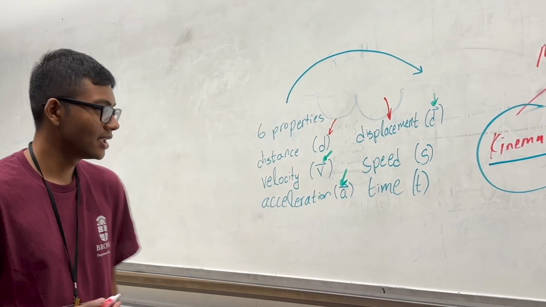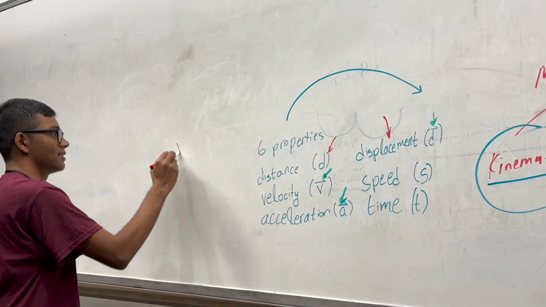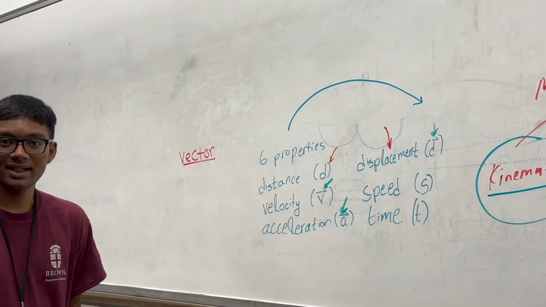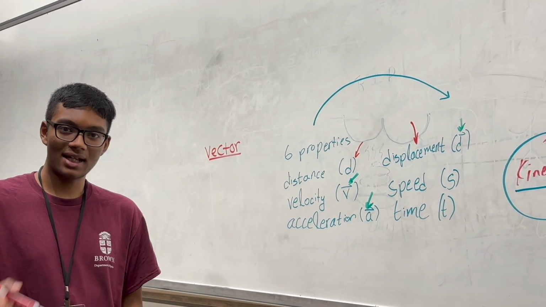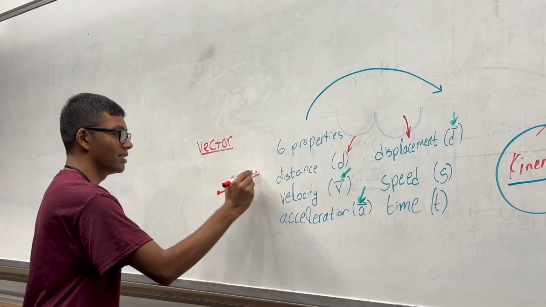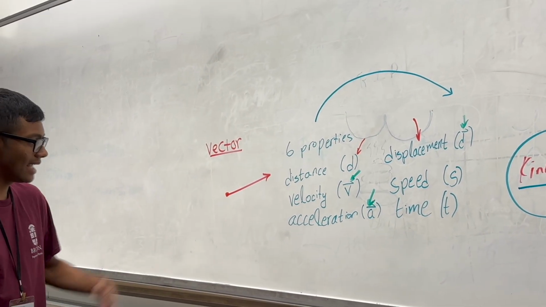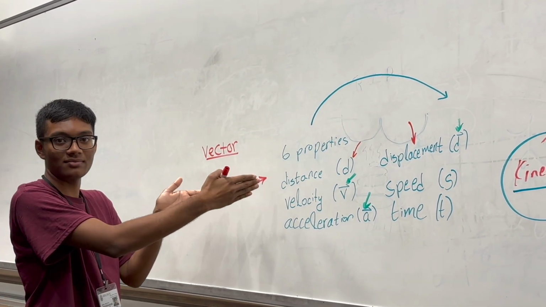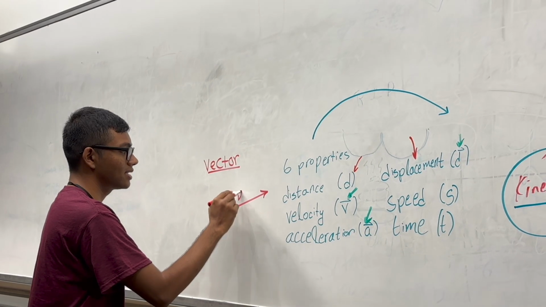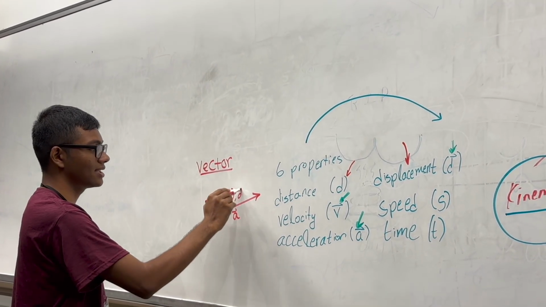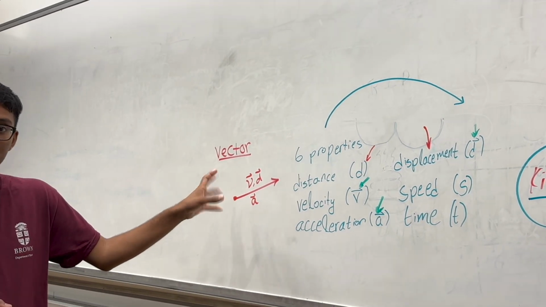Yes. A vector is an object that has a magnitude and a direction. For example, here is an arrow, and this arrow has a direction pointing this way, and it has a magnitude given by some size. This arrow can represent the velocity, the acceleration, or the displacement. These are all vector quantities.